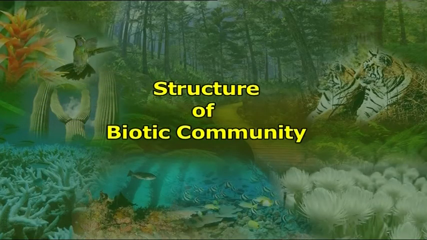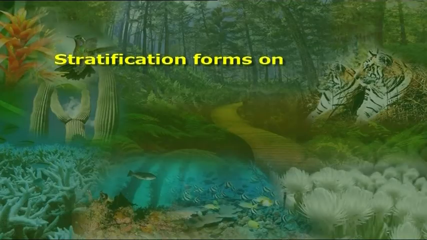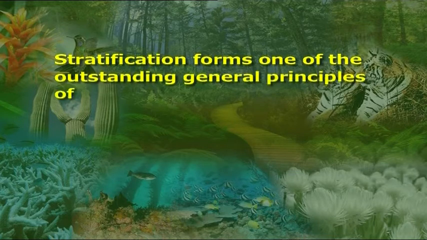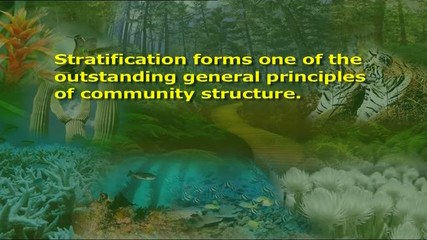Now, let us see how we can describe the structure of a biotic community. Besides composition and dominance, the communities exhibit a structure of recognizable pattern in the spatial arrangement of their members. Organisms are distributed unequally throughout the biotic community, resulting in stratification. Stratification forms one of the outstanding general principles of community structure. The community may show horizontal or vertical stratification and is different in aquatic and terrestrial habitats.